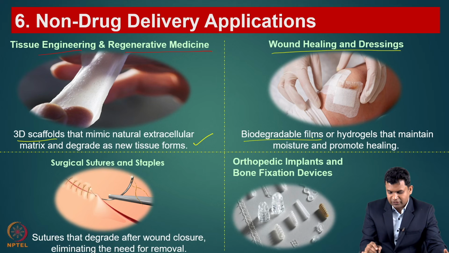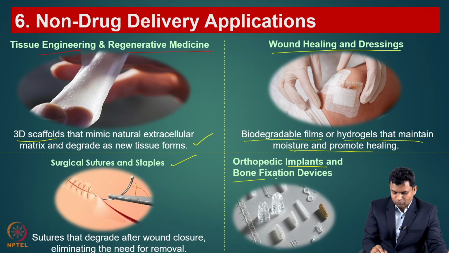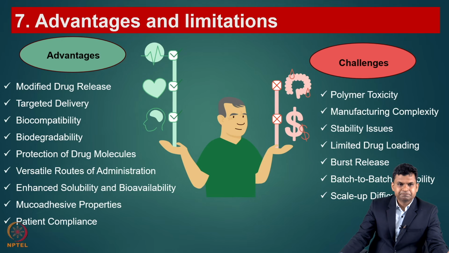These are the biodegradable films and hydrogels that can improve the healing of the wounds. And we can also convert them into surgical sutures and also staples. And we can also use the polymers as implants and other bone fixation devices.